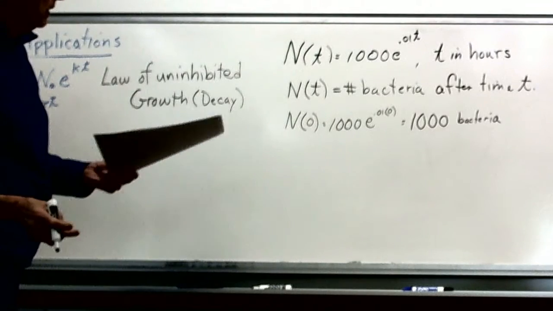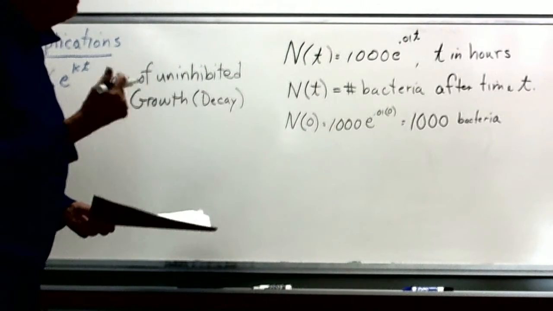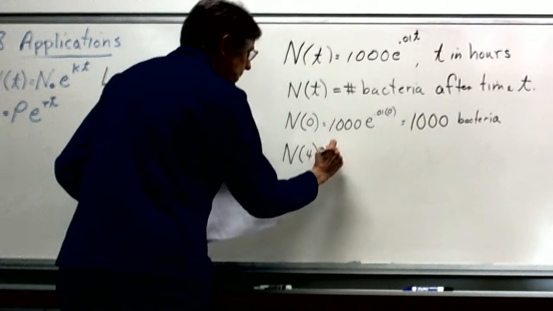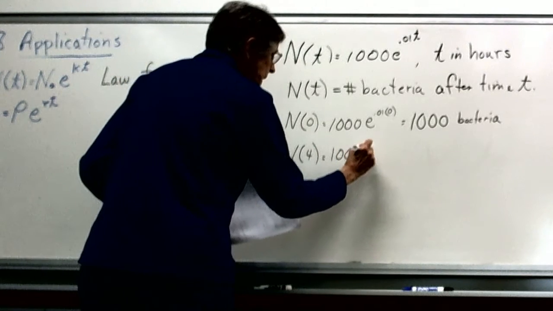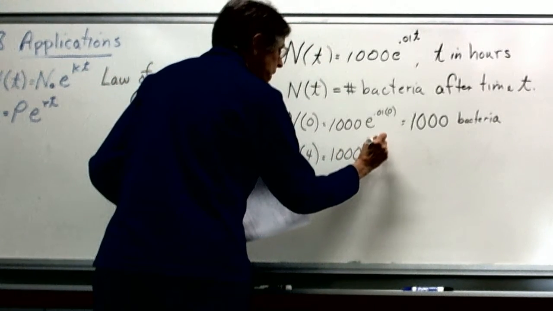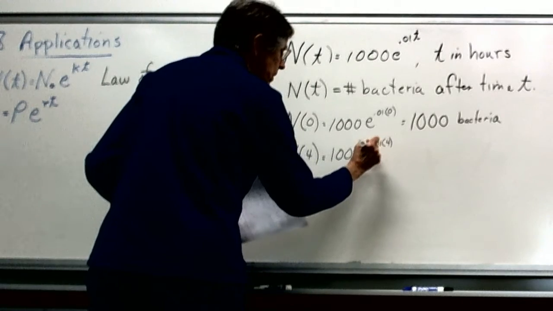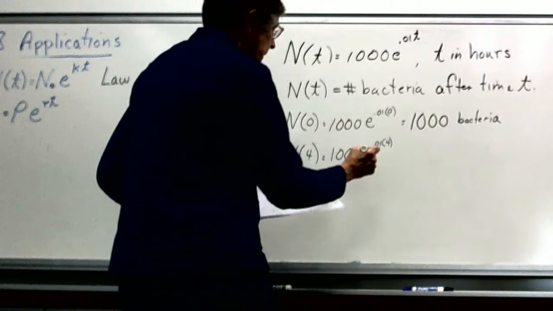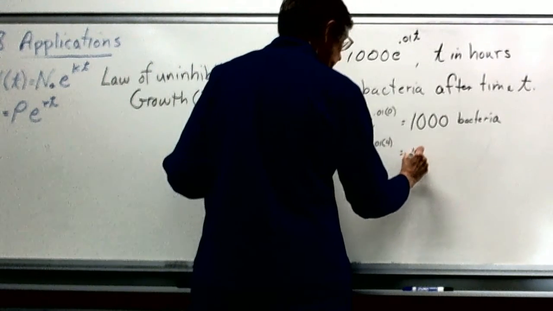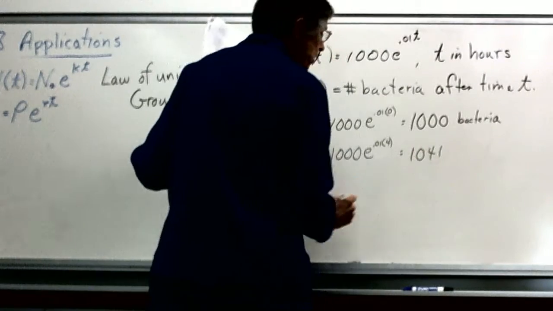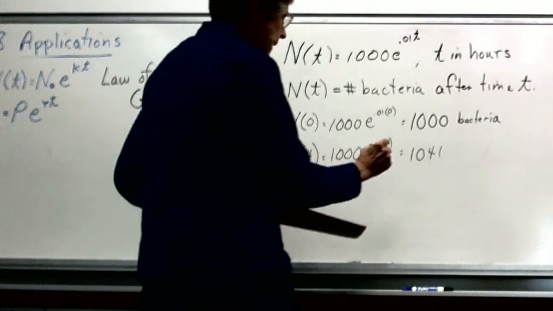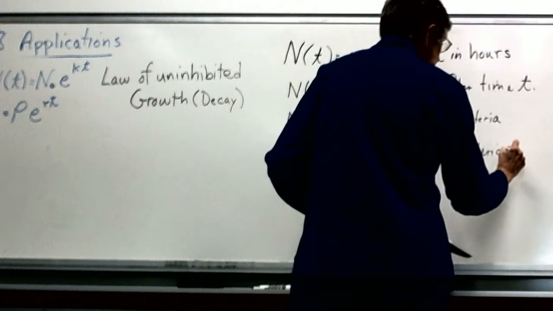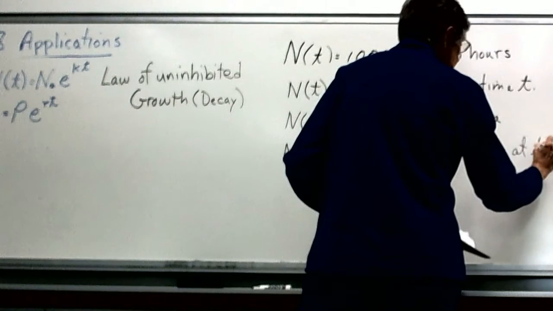If we want to know how much bacteria we would have after 4 hours, we're going to be looking for N of 4. So 1,000 e to the 0.01 times 4. Okay. And I just plug that into my calculator, and I come out with slightly more than 1,000 bacteria. We've grown to 1,041 bacteria at t equal 4 hours.